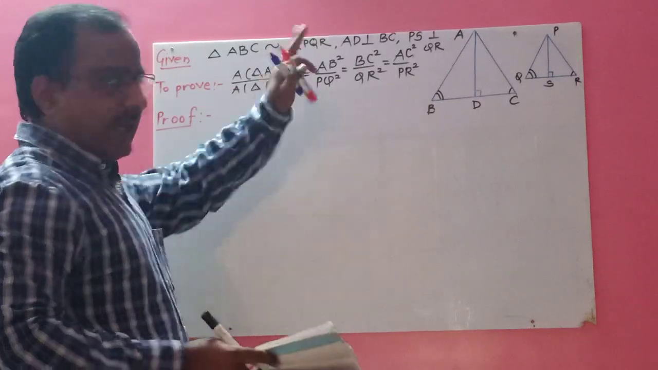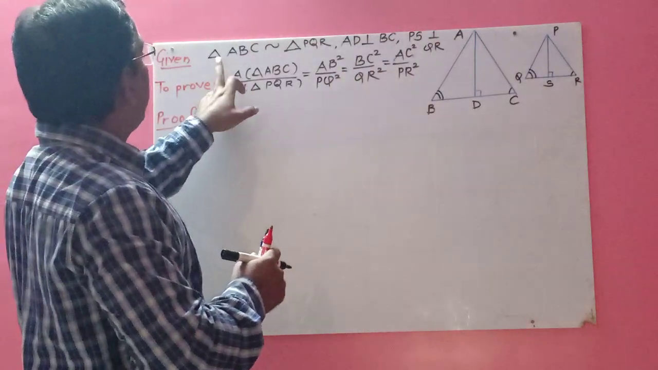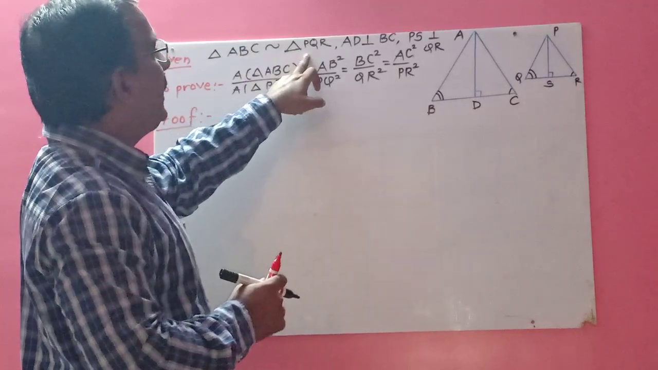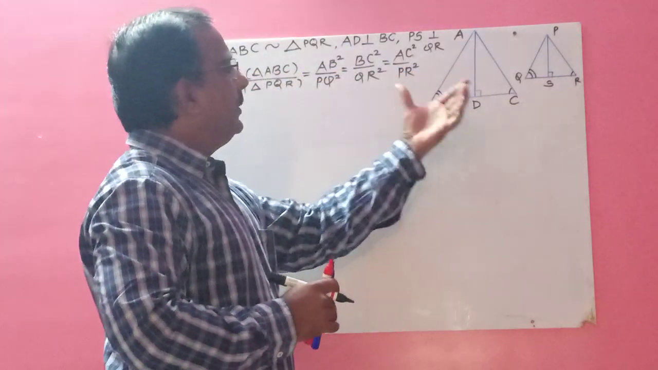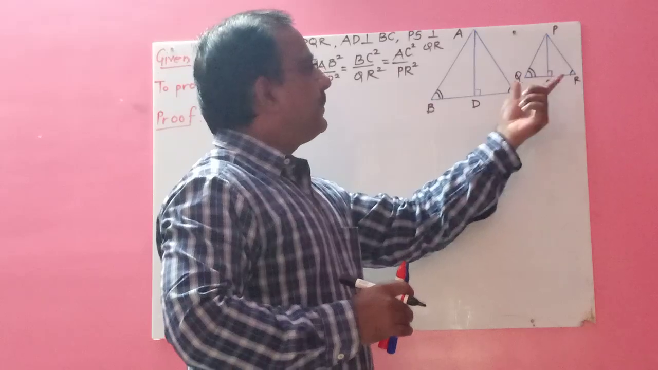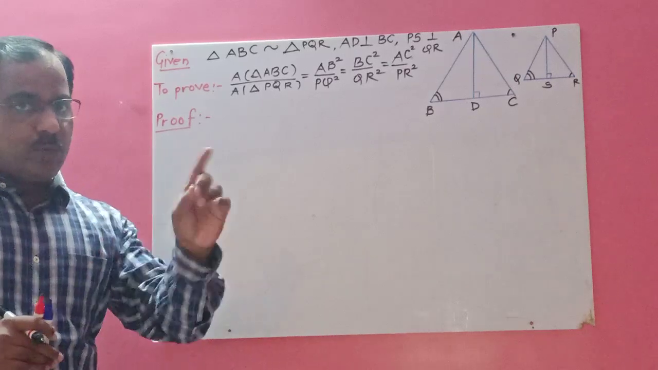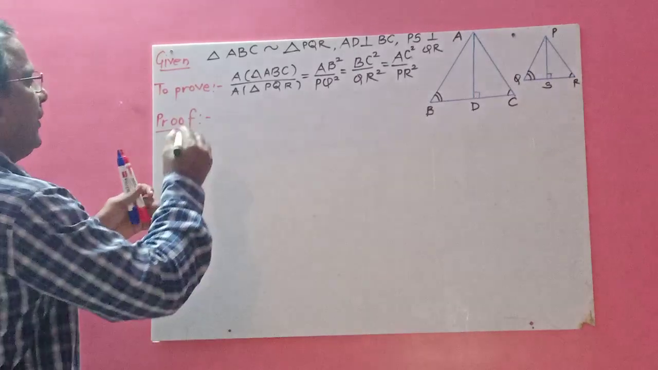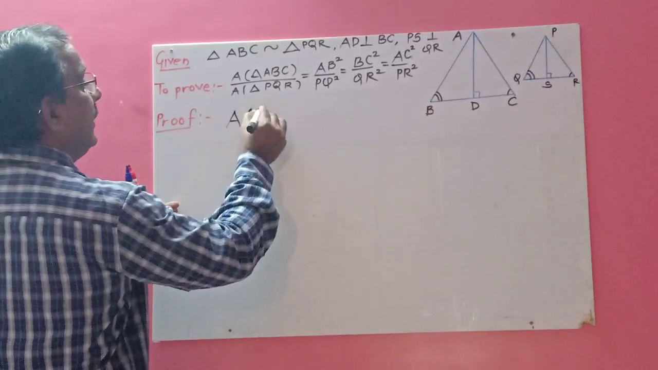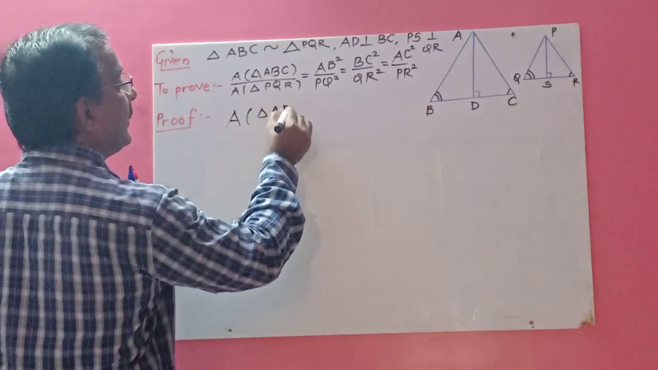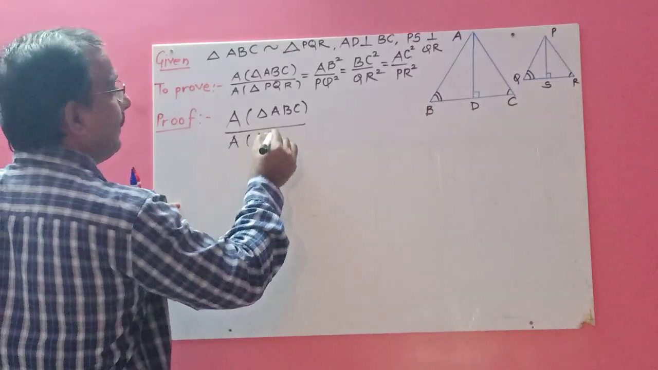Now how to prove this? I will show you this. So just see here, children, triangle ABC is similar to triangle PQR, it is already given. So write the given point. Then AD is perpendicular to BC and PS is perpendicular to QR. This is given. Now you know how to find the area of a triangle. So see here, first write down area of triangle ABC upon area of triangle PQR.